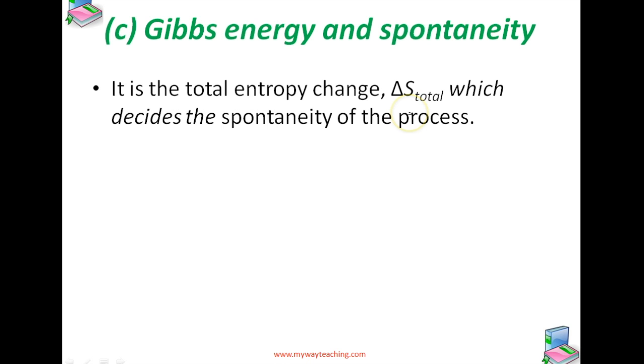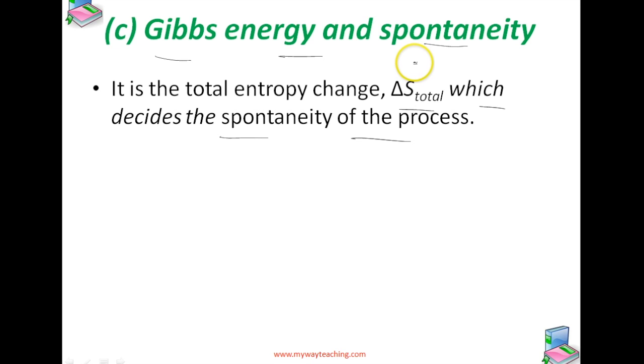Next, consider the topic Gibbs energy and spontaneity. We have seen that for a system it is the total entropy change, that is delta S total, which decides the spontaneity of the process. But most chemical reactions fall into the category of either closed systems or open systems. Therefore, for most chemical reactions there are changes in both enthalpy and entropy. It is clear from the discussion in the previous section that neither decrease in enthalpy nor increase in entropy alone can determine the direction of spontaneous change for these systems.